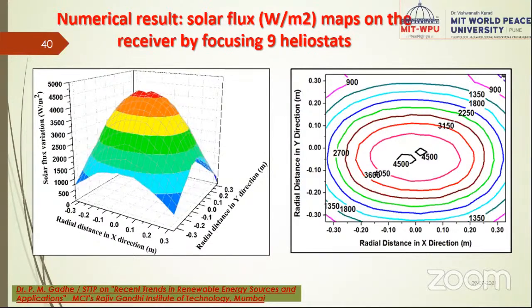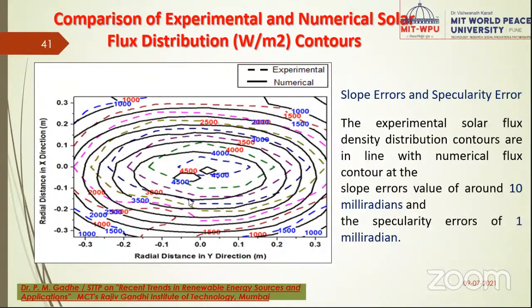Once we made use of Soltrace along with the experimentation, we compared both results, that is, the experimentation and the Soltrace software. In this case, we varied the slope error and specularity error so that the flux density distribution from Soltrace and from the experimentation overlap exactly.